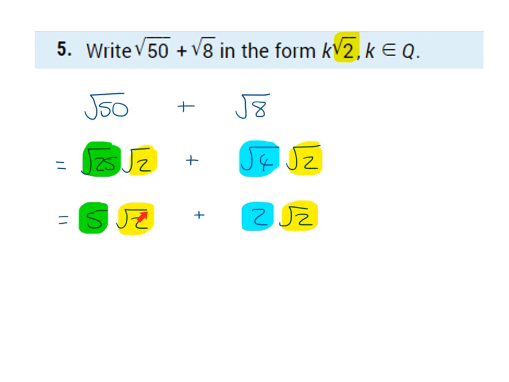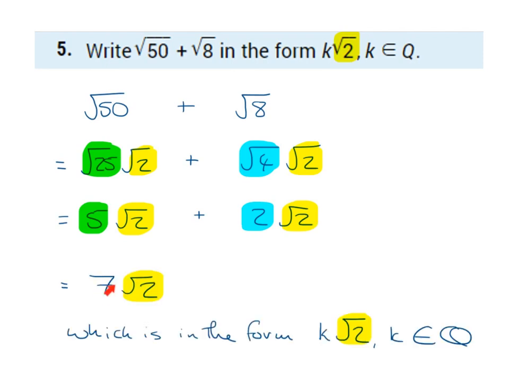The root 2's just stay the same. And root 4 root 2 gives me 2 root 2. Again, the root 2's just stayed the same. So now we can add them because they both have root 2 at the back. So in the same way that you would say 5x plus 2x gives you 7x, 5 root 2 plus 2 root 2 will give us 7 root 2.